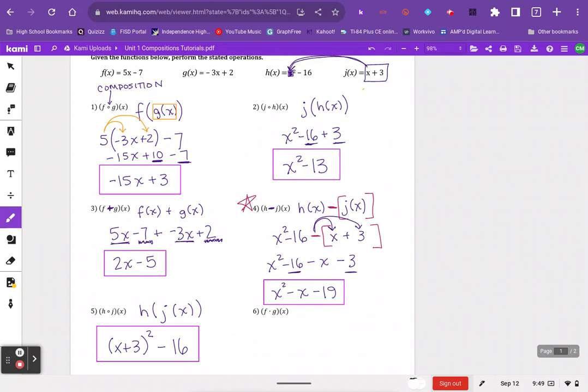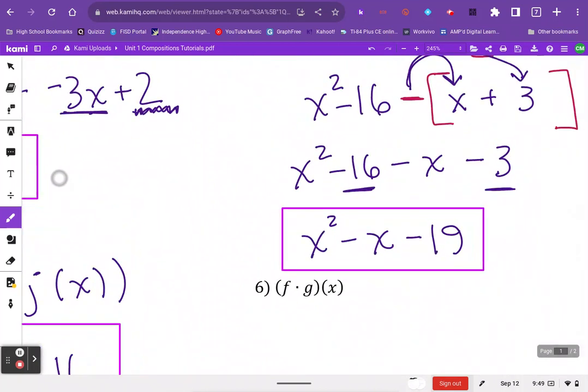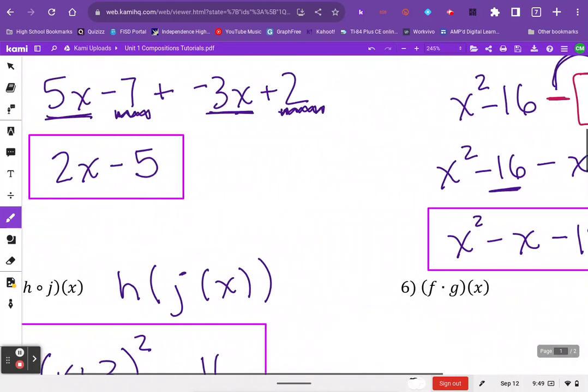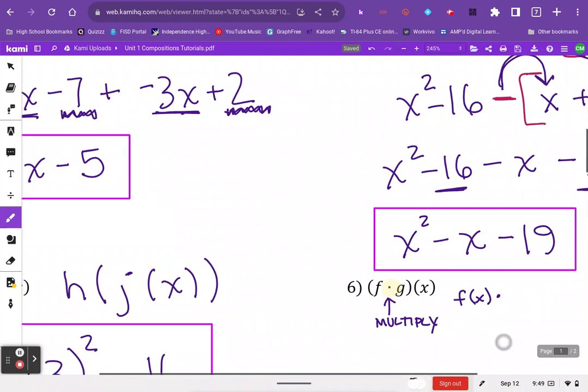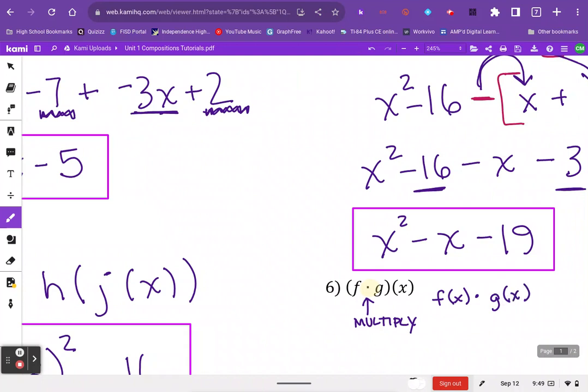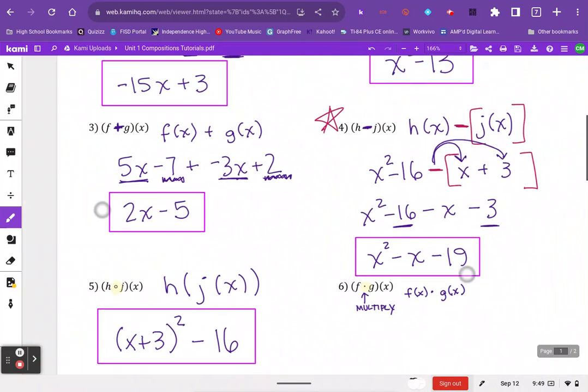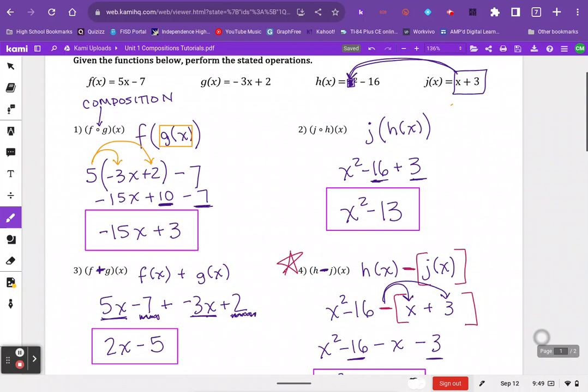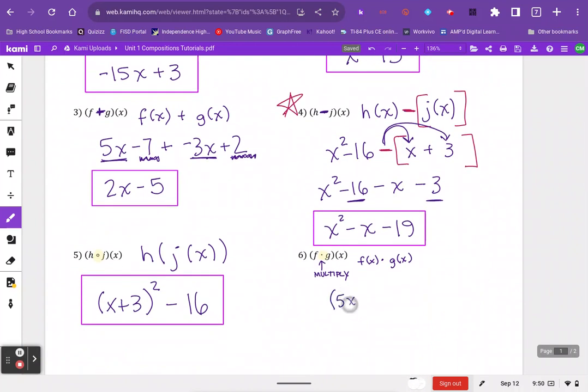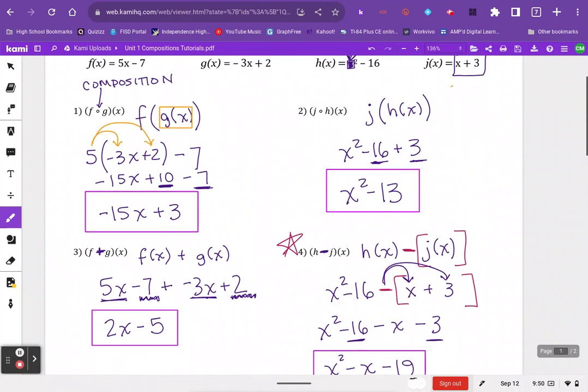The last one here is multiplication. This symbol here is not the composition symbol. Notice the difference between this symbol, which is an open circle, and this symbol, which is closed. They're different. This is telling me to multiply. So it's saying multiply the f equation times the g equation. So we'll copy down f of x as well as g of x.